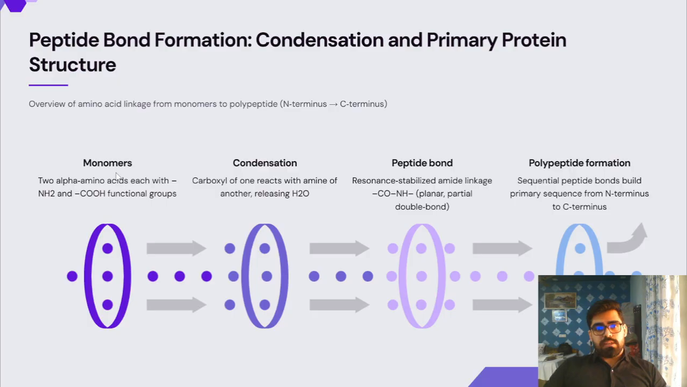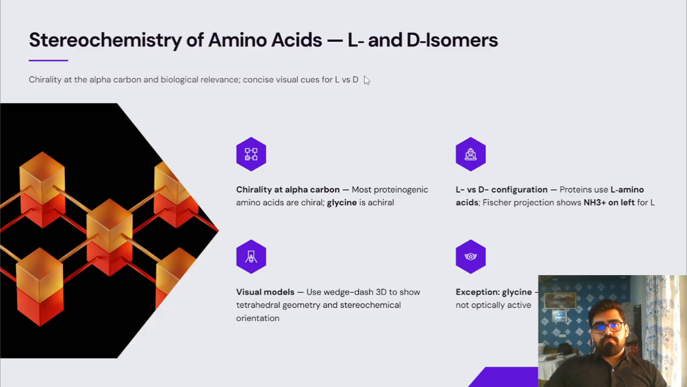But when they combine together through N terminus to C terminus bonding with the help of NH2 and COOH groups, they can be termed amino acids, or more clearly, they are bound by amide linkage and are called peptides. So, going on to the next slide, we have stereochemistry of amino acids. Basically, they have L and D isomers.